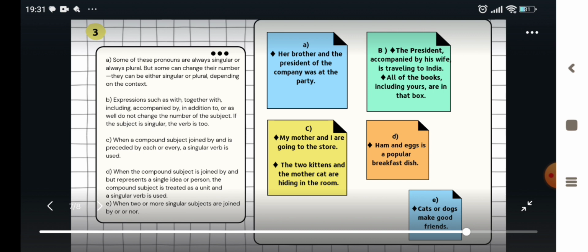Okay? And the last, when two or more singular subjects are joined by or or nor. Cats or dogs make good friends. In this case and in the last, when two or more singular subjects are joined by or or nor, in this case the same, we use the singular. Okay? Remember this. So this is all.